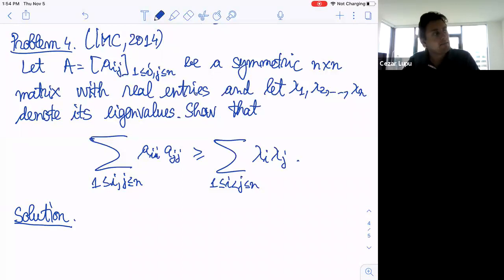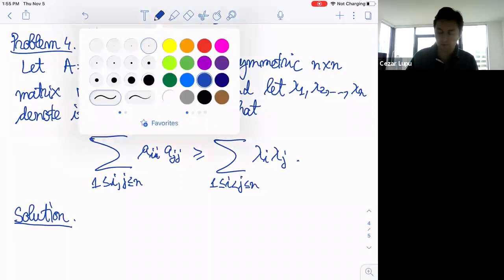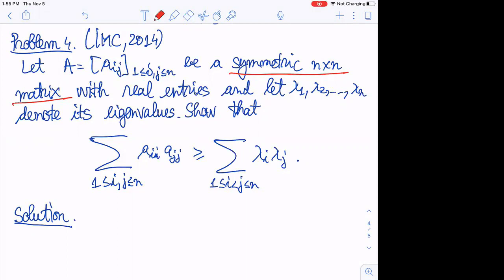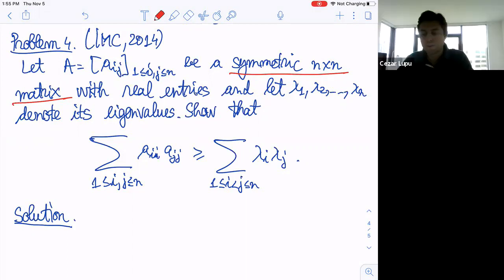When you have a symmetric matrix, well, first of all, I would like to ask you something. What do you know about the eigenvalues of a symmetric matrix? What can you tell me? I think we've done this. What can you tell me?